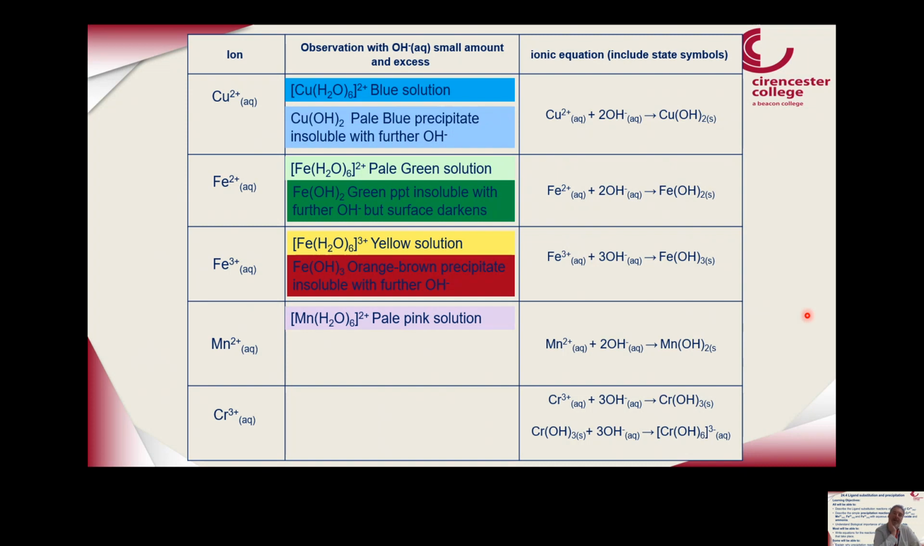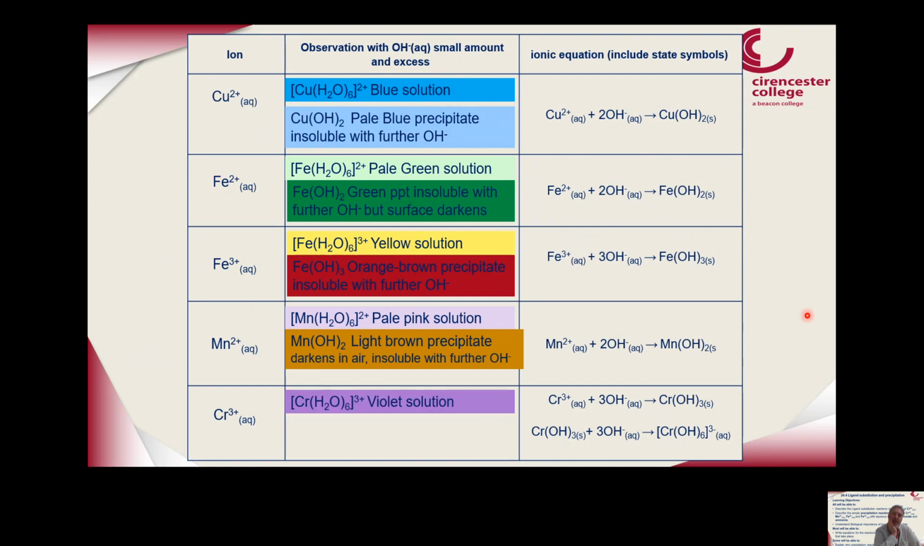The manganate is a pale pink solution, okay, and it will go light brown, but it's insoluble when you put extra OH minus in it. Now, this is interesting. The chromium here is chromium 3 plus, and it's violet. When you've done your oxidation reactions with alcohols, you've seen it goes from orange to green. So green is the +3 state that you see in there.